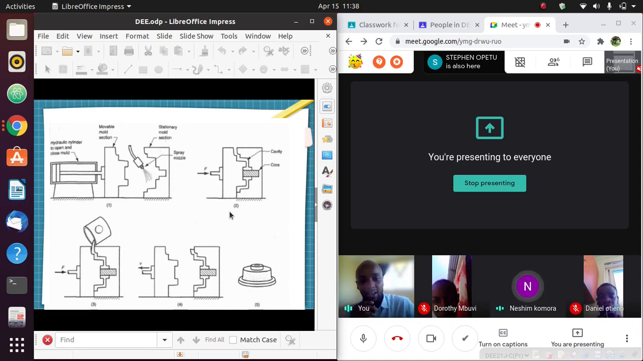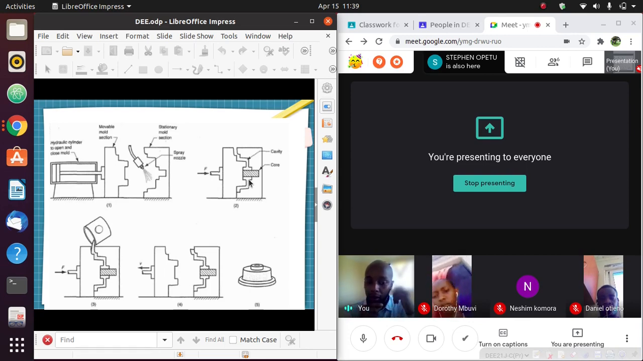Now this is just a diagrammatic representation of that process of permanent mold casting. You will open your mold, preheat it, and spray a lubricant to ensure that the molten metal can flow easily into the cavity. Once you've done that, you close. You'll find that in this permanent mold, one of the molds is movable and the other mold is permanent, is fixed. So you close them. Once you close them, that is when you'll find the shape, or a cavity is formed.